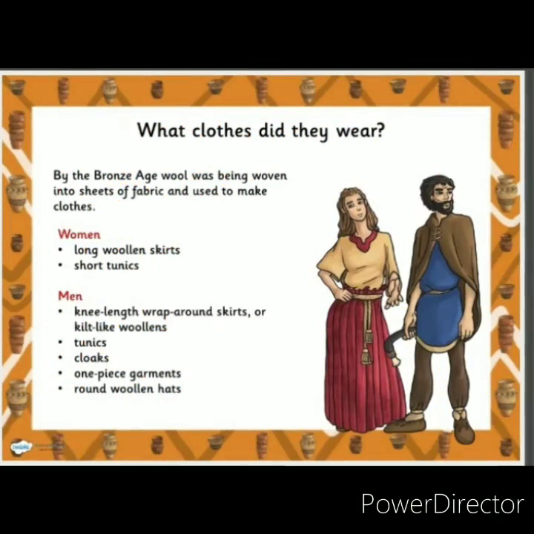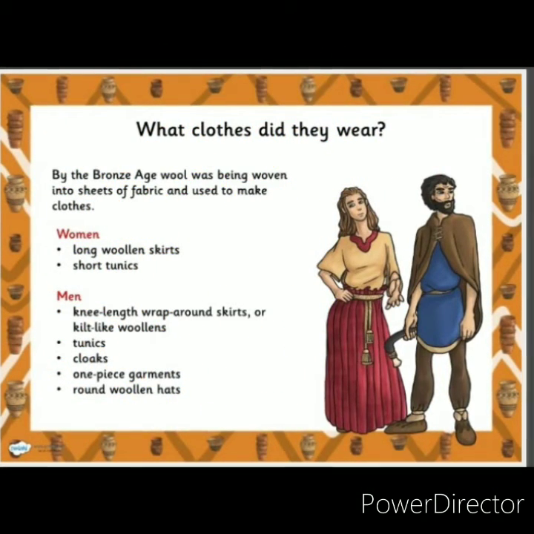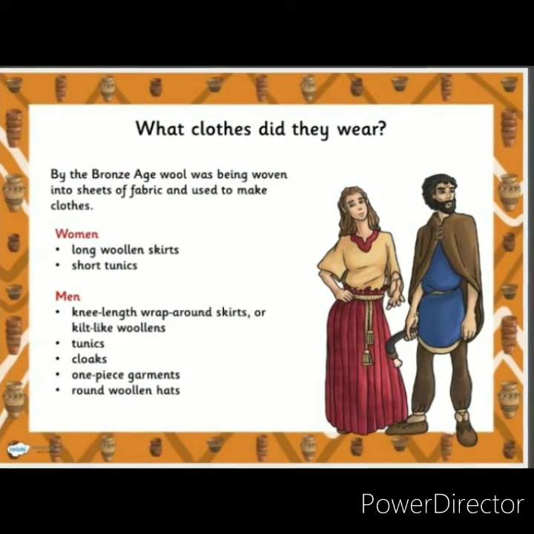Now we can study the clothes. In this era, what kind of clothes did people wear?